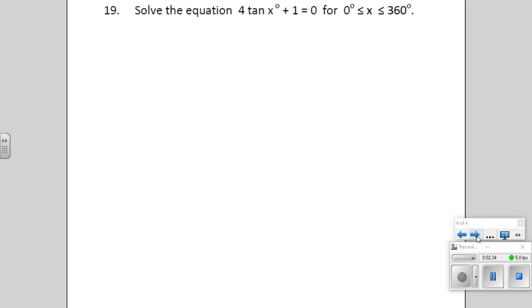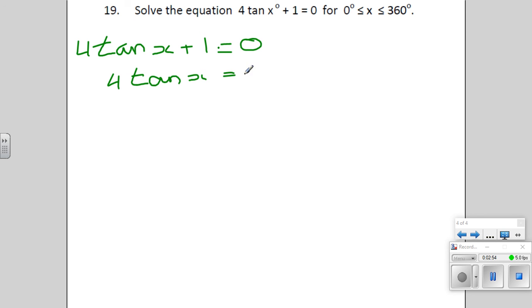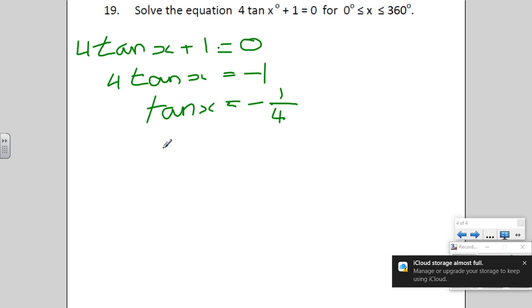And then finally, our last question is solve the equation 4 tan x plus 1 equals 0 for x between 0 and 360. Okay, so 4 tan x plus 1 equals 0. Then 4 tan x equals negative 1, and tan x equals negative a quarter. Okay, so now I'm at this stage where I have the trig function equaling a number. That's when I'm going to bring out my cast diagram.